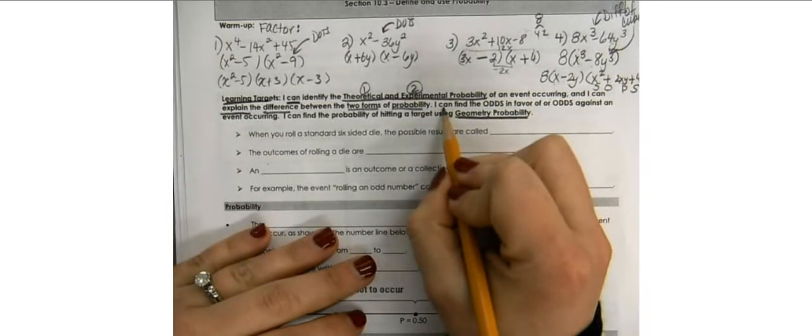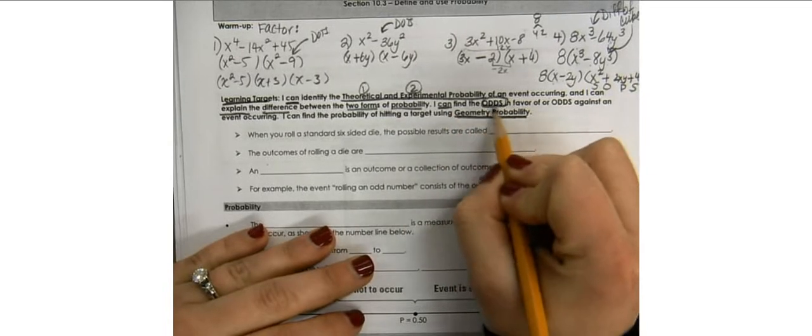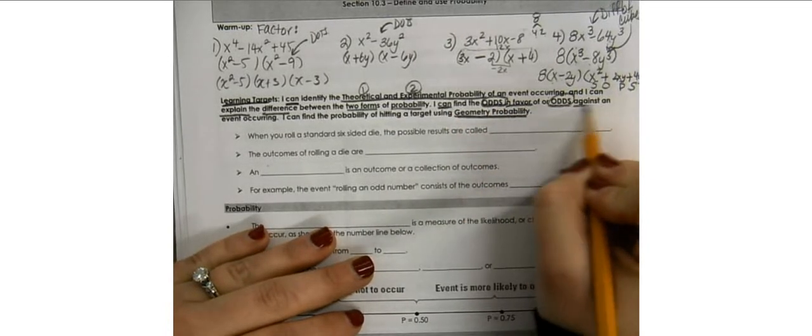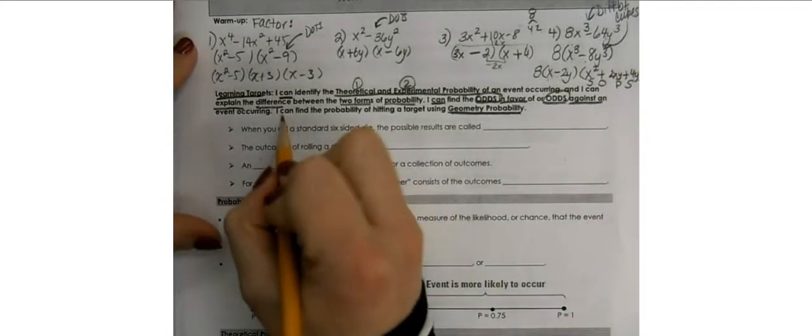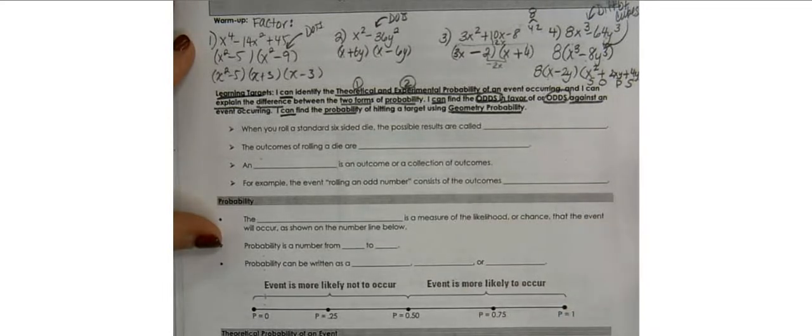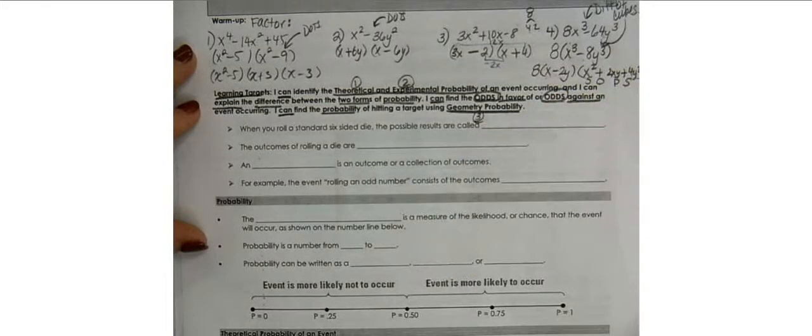The next I can statement says, I can identify the odds in favor or odds against an event occurring. So a lot of times you'll hear in probability, what are the odds of something occurring? We're going to be identifying that in this lesson. And I also want you to be able to say, I can find the probability of hitting a target using geometry probability or geometric probability. And that is our third type of probability that we're going to be learning about.